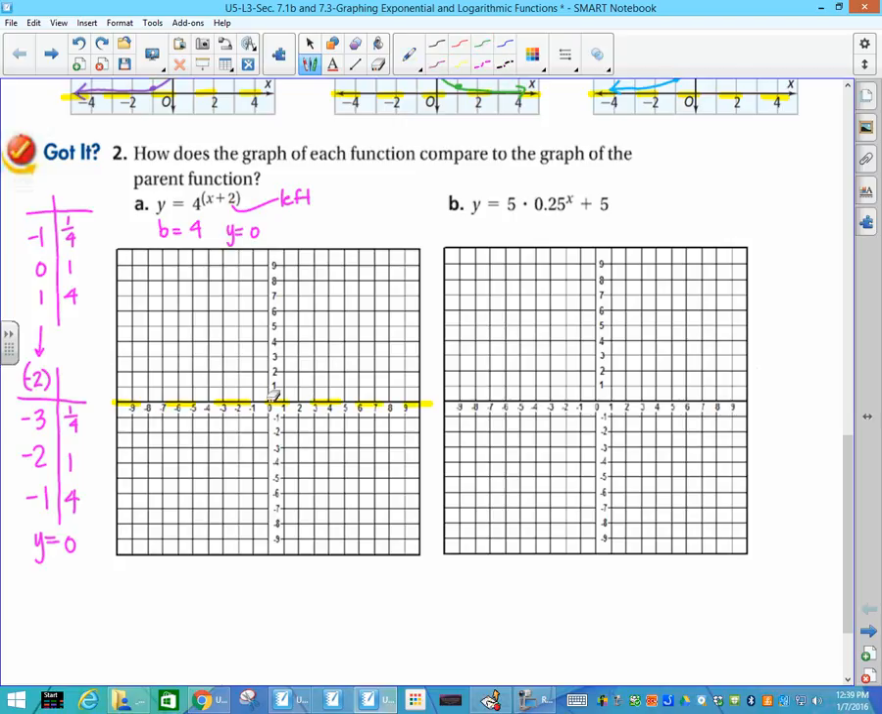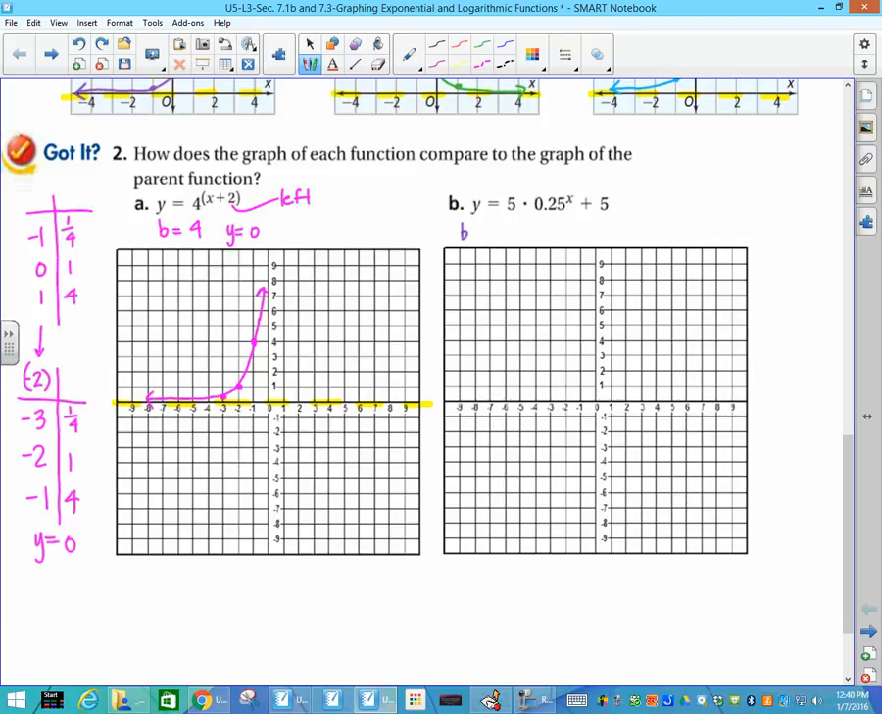So my asymptote is still y equals 0. At -3, I have 1/4. At -2, I have 1. And at -1, I have 4. Okay? So as I keep going and go up, now what is 0? Some people might get this, so I want to tell you, if b is 4, then each time I'm multiplying the number by 4. 1/4 times 4 is 1. 1 times 4 is 4. 4 times 4 is 16. That's the next number, which is way off my graph, so I'm not going to put it on there, as we've talked about.